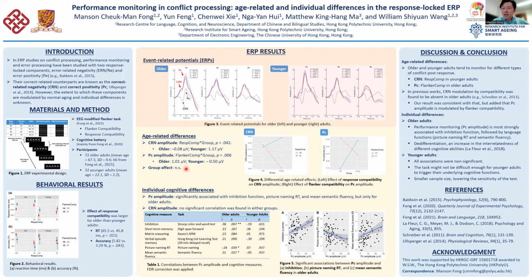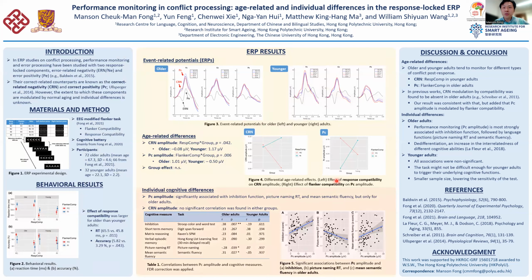So in terms of the CRN amplitude, no effect of group was found, but there was an interaction between group and response compatibility, with younger adults showing a larger effect of response compatibility and virtually no effect for older adults. In contrast, for Pc amplitude, no main effect of group was found, but there was a significant interaction between flanker compatibility and group, with older adults showing a larger effect of flanker compatibility than younger adults.